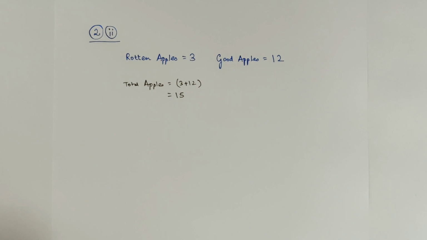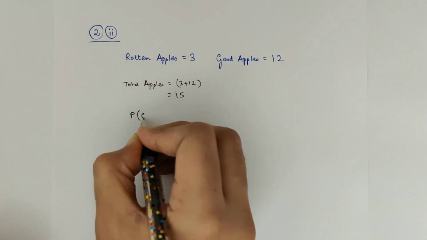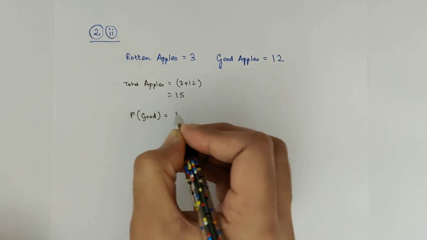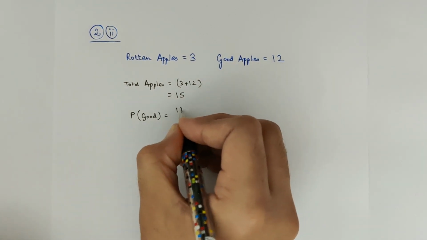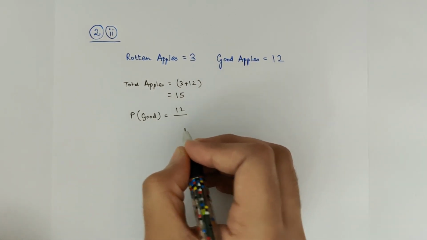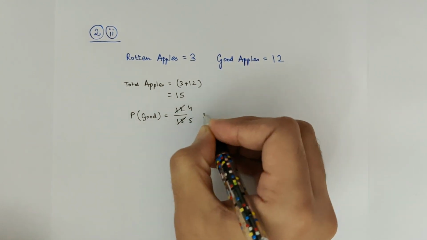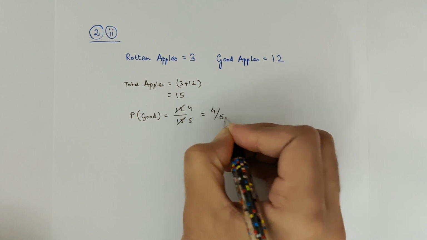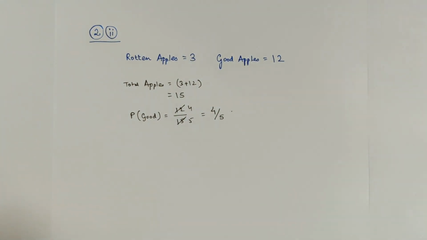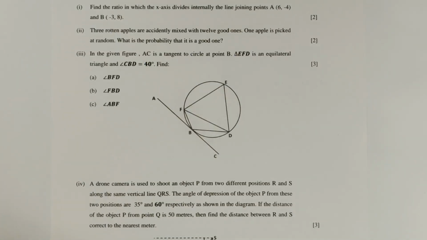Now we have to find the probability of getting a good apple. So probability of a good apple will be the number of good apples, which is 12, divided by the total number of apples, which is 15. So we get 3 4s are 12, 3 5s are 15. So the probability is coming out to be 4 by 5, which is the answer. Moving on to part 3.